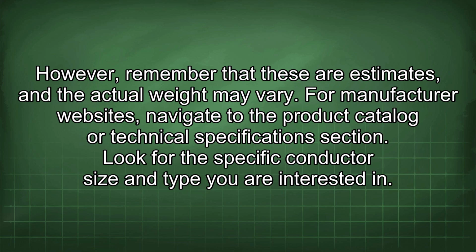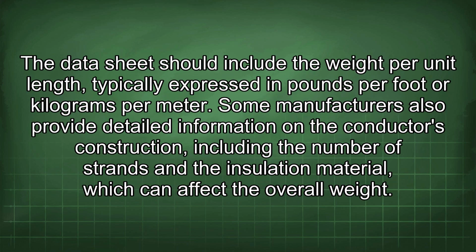For manufacturer websites, navigate to the product catalog or technical specifications section. Look for the specific conductor size and type you are interested in. The datasheet should include the weight per unit length, typically expressed in pounds per foot or kilograms per meter. Some manufacturers also provide detailed information on the conductor's construction, including the number of strands and the insulation material, which can affect the overall weight.